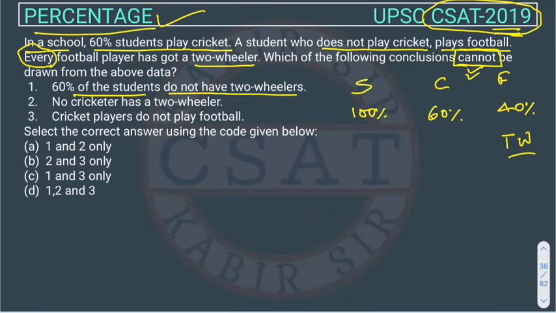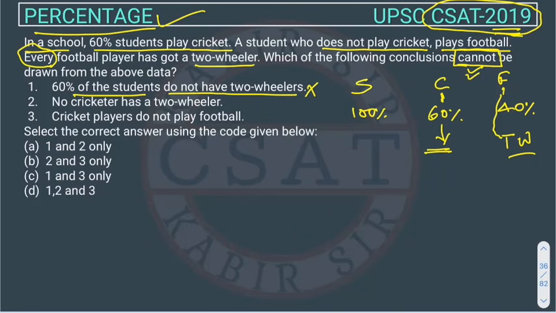So he's saying 60% of the students do not have a two-wheeler. In the question they have mentioned that those who play football have a two-wheeler, but nothing is mentioned about cricket. The students who are playing cricket, whether they have a two-wheeler or not is not given, okay. So we cannot comment, so this is wrong.